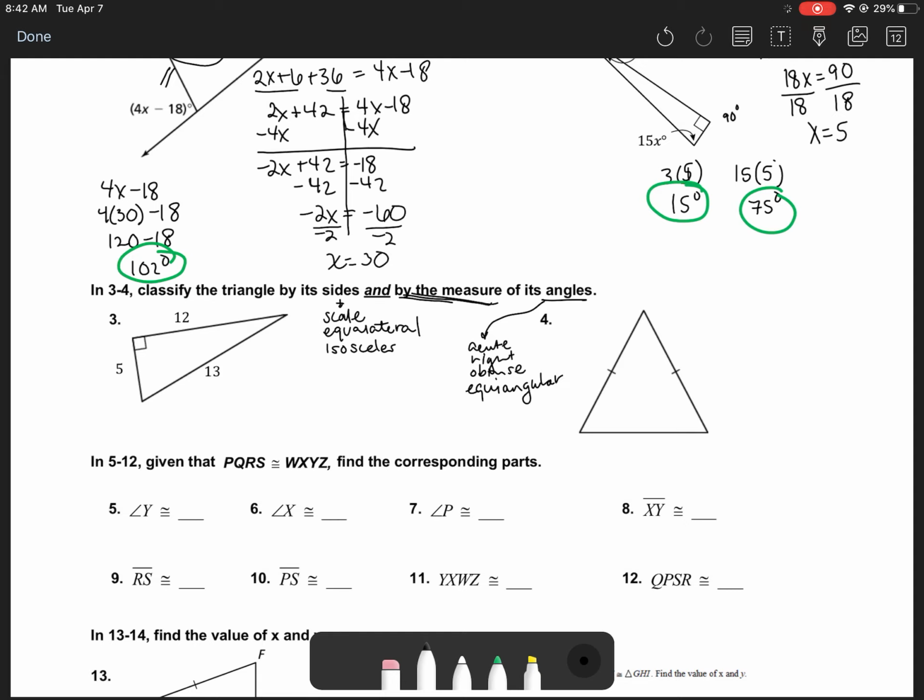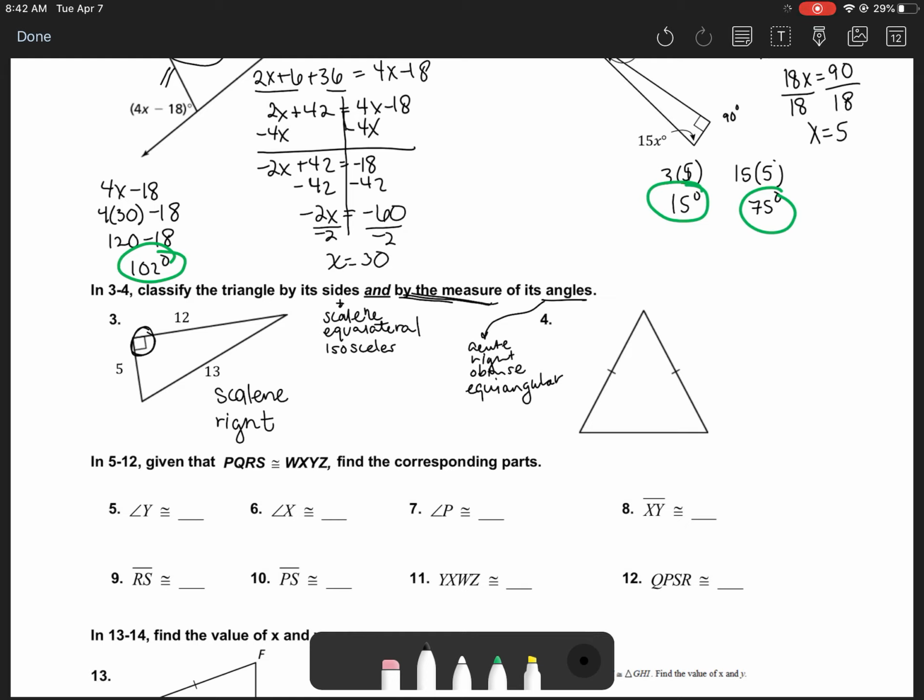But for this first one, we got 5, 12, and 13. None of those sides are the same because all the sides are different lengths. Sorry, this should have been scalene. Because none of the sides are the same length, I know that this is a scalene triangle. But I do notice that they have one right angle right here. Because it has one right angle, no matter what, it is going to be a right triangle.